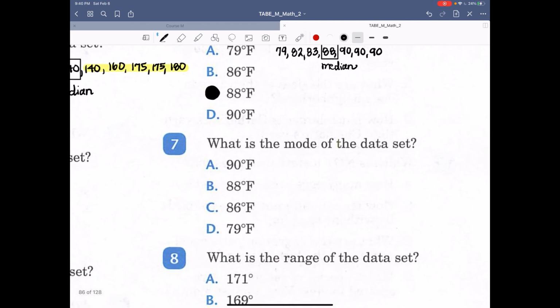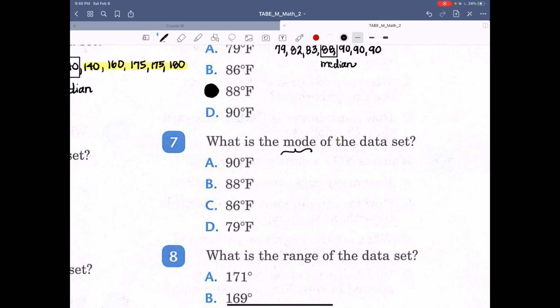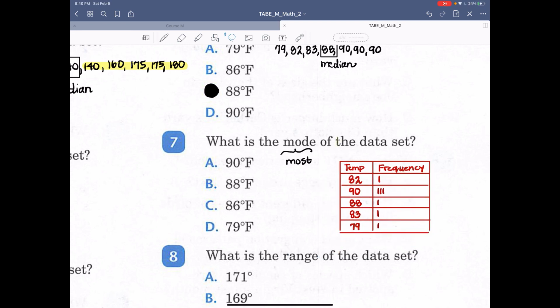The mode. When you see mode, think most. And this table will tell you that mode every time. Look at the frequency. Which of those has the most frequency? And that is your 90. It's in there 3 times. So 90, that would be A for number 7. The value that appears the most.